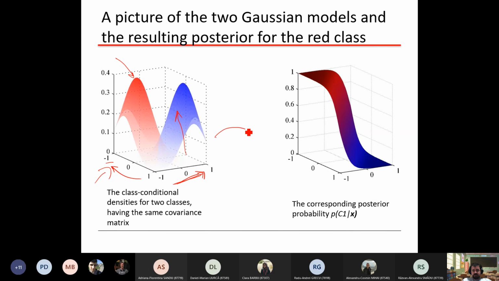If we combine these two, because we have the same covariance matrix, it means that the posterior probability P of C1 given x, with C1 being the negative class, you can see that we have high values when x is close to -1, and we'll have low values towards 0 when the value of x increases towards 1.